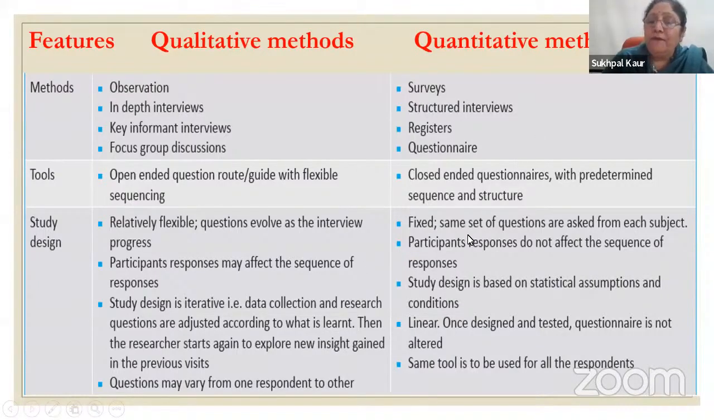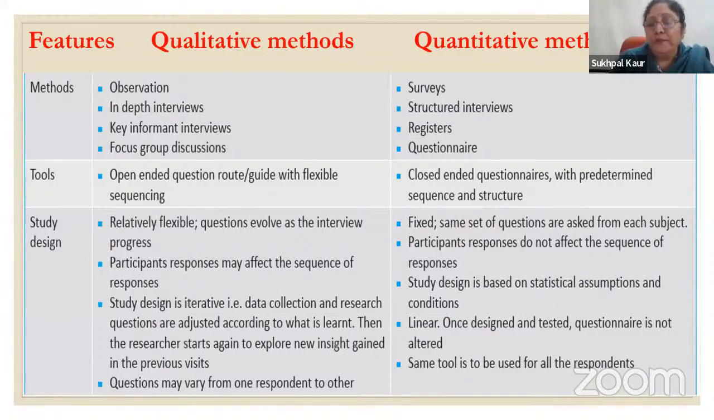And here in quantitative, the questions are always fixed. The same set of questions is asked of each participant. Participants' responses do not affect the sequence of the questions because we have the structured questionnaire available with us. Study design is based on statistical assumptions. It always goes in a linear, distinct manner once we are collecting the data.